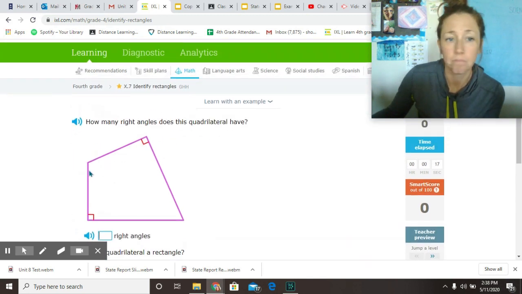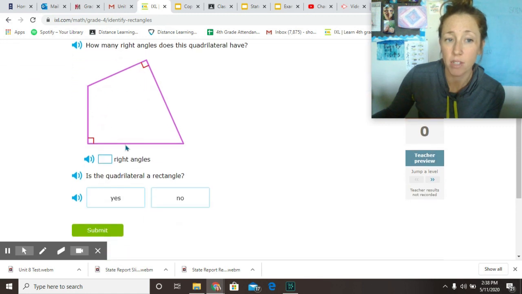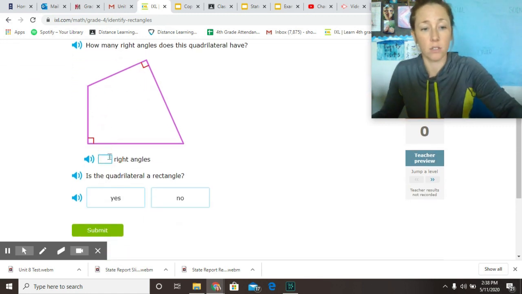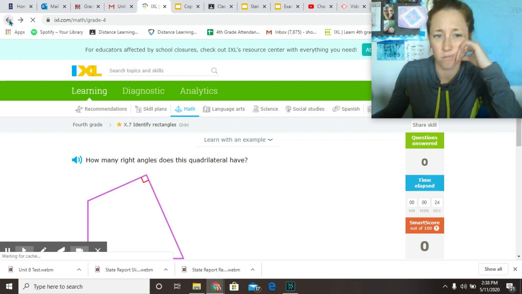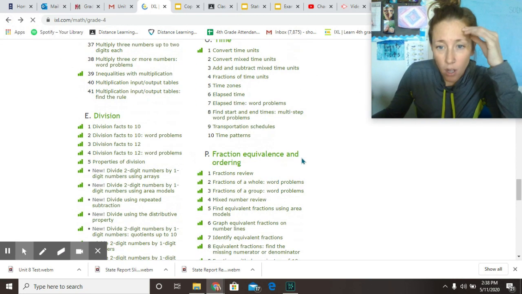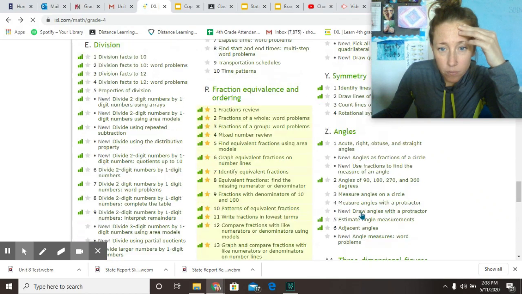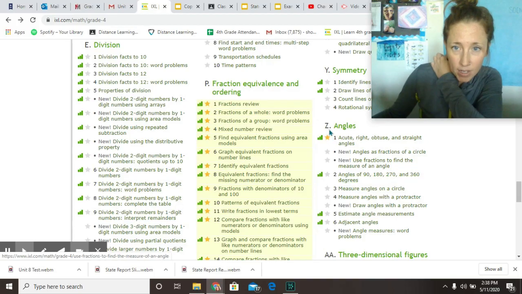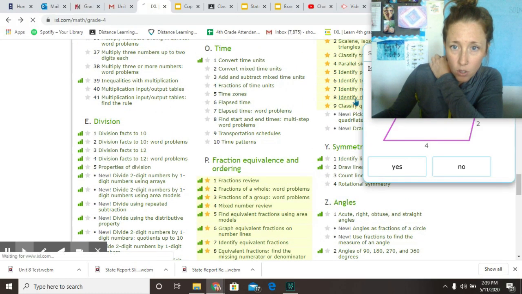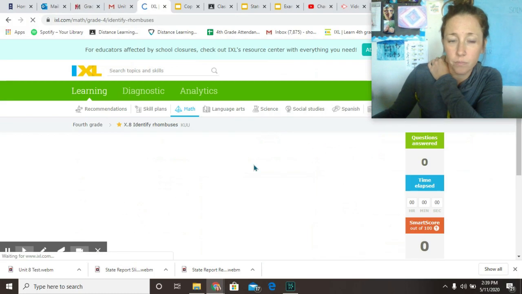So this one, I don't have 2 pairs of parallel sides. I have 2 right angles. Did I just go back to the same one? I did. Sorry. I'm going to go to x8 here. Rhombuses. Clicked on the wrong one.